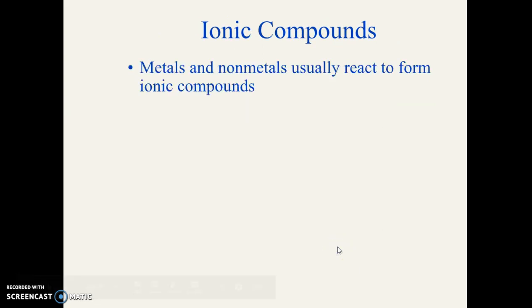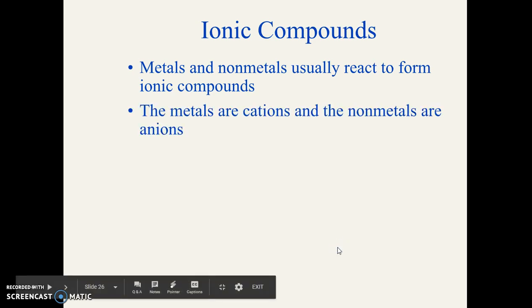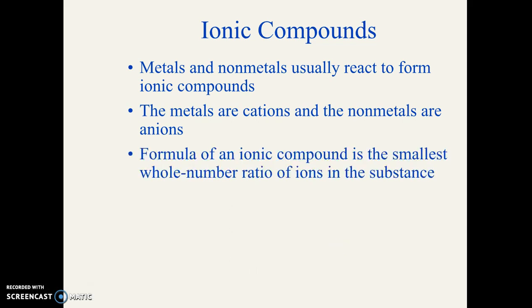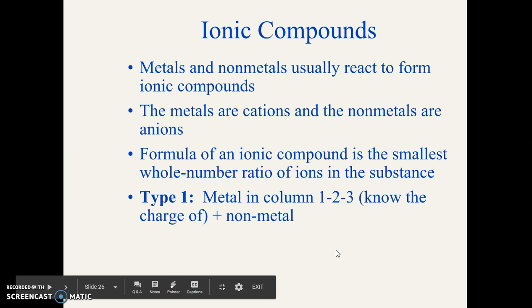All right, so ionic compounds, as I hope you remember, are always between a metal and a nonmetal. And so you have your metal first, your nonmetal second. Those usually react to form ionic compounds. The metals are cations and the nonmetals are anions. So in a formula, you're going to write the formula using the smallest whole number ratio. We don't use fractions. You don't see half of an atom of this or a quarter of an atom of this. It's always going to be in whole number ratios, and it's going to be the most reduced for an ionic compound. And there are two types.